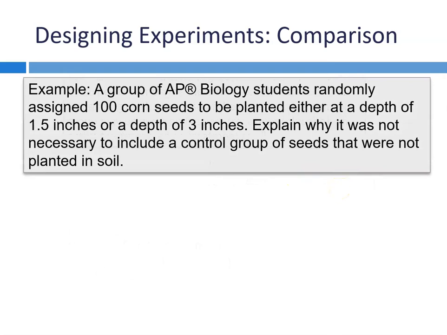Let's do an example. A group of AP biology students randomly assigned 100 corn seeds to be planted either at a depth of 1.5 inches or a depth of 3 inches. Explain why it was not necessary to include a control group of seeds that were not planted in the soil. So pause, think about this for a second.